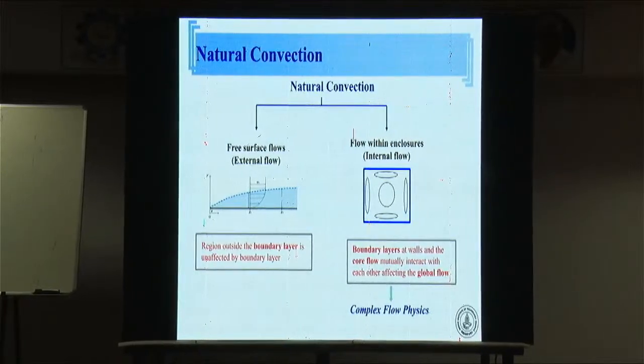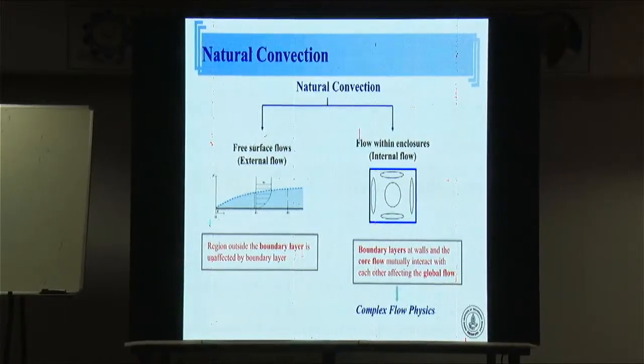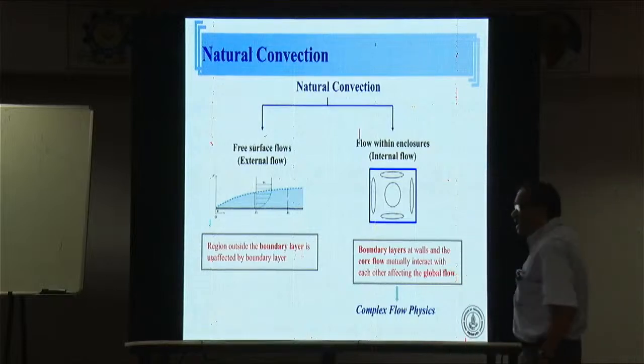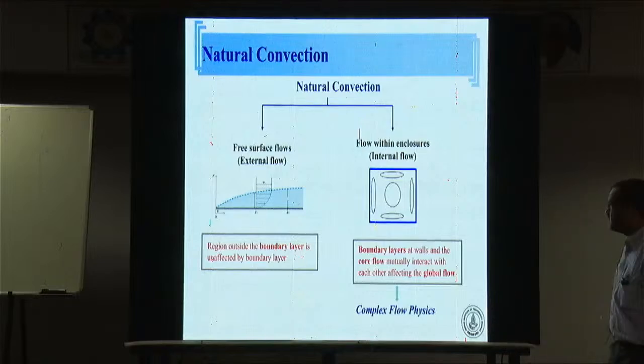For natural convection, if you want to look at the heat transfer, you have free surface flows, external flow, the boundary layer flow, and we have flow in enclosures, internal flow, with boundary layers along the walls, and that will be very complicated. They interact with each other, and that makes the flow physics complex. Next slide please.